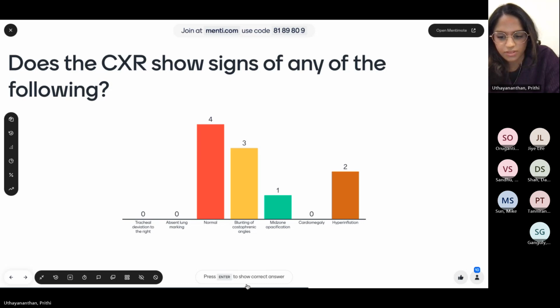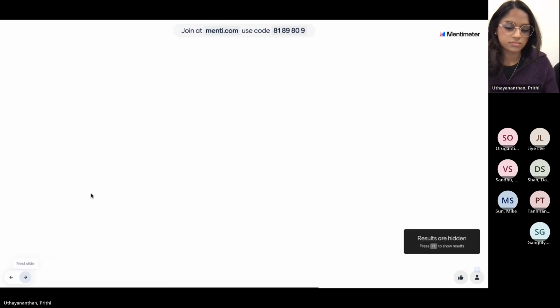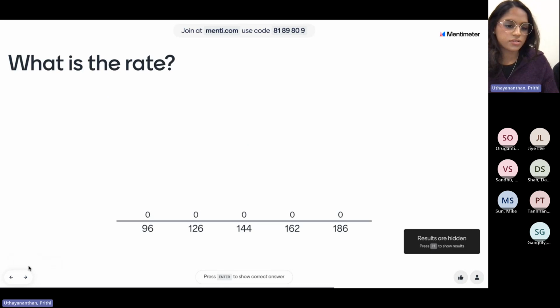Hyperinflation, if you look at the anterior ribs, there's 1, 2, 3, 4, 5, 6. It doesn't look too hyperinflated because the diaphragm would usually be flattened at the bottom as well, but there is quite an acute angle at the costophrenic angles. Okay, yeah. So all in all, I would consider this a normal chest X-ray.